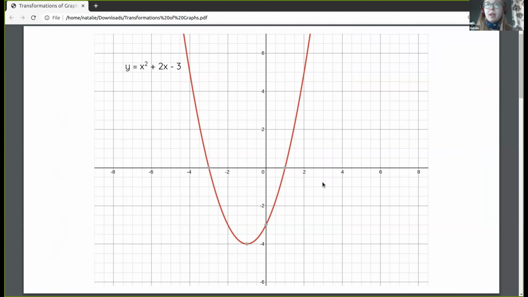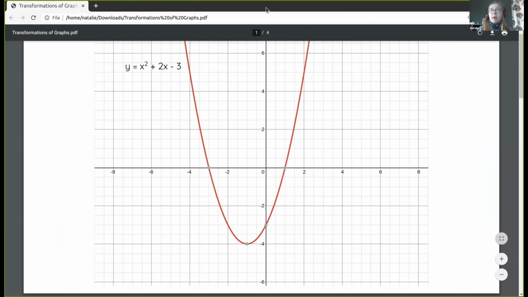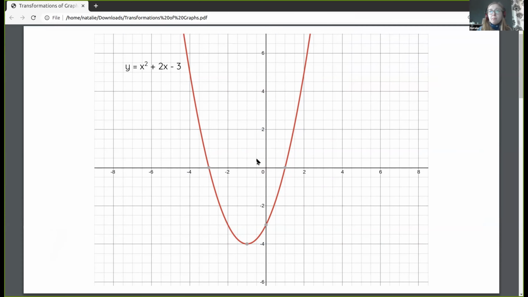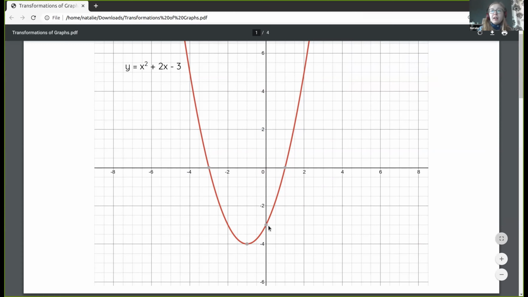We've got the graph of y equals x squared plus 2x minus 3. Remembering we need to label on the important points, so where it crosses the axes, so at minus 3 and 1. It has a minimum, which you might not have got, but it does have a minimum at minus 1, minus 4, and it crosses the y-axis at minus 3.